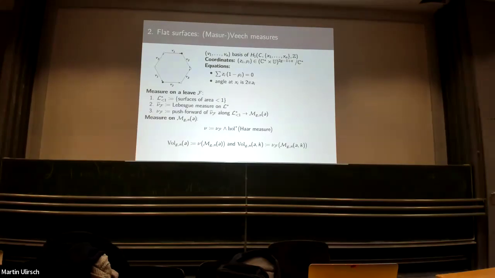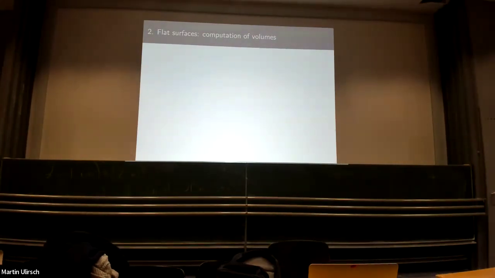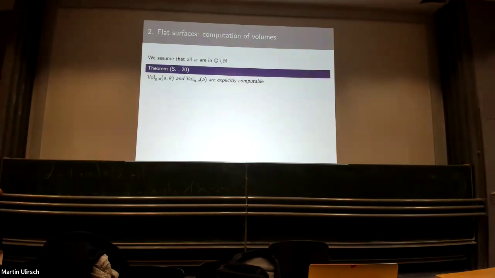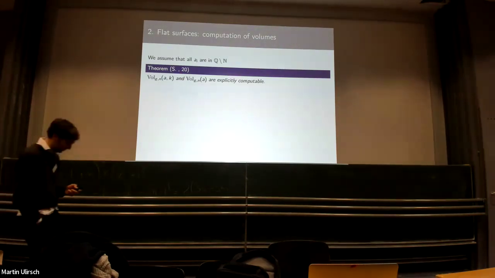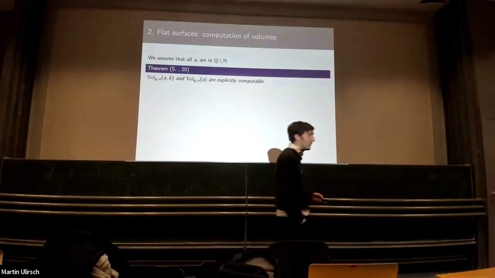And there's much less on this. Okay, so how do we compute the volume? First I will assume that the a_i have no integral coordinate. I'm putting myself in the simple case, where everything is graphable, but that's not so true. Then the first theorem is that the volume, both the Masur-Veech volume or the volume of the total space, is computed. Okay, so how do I do this?